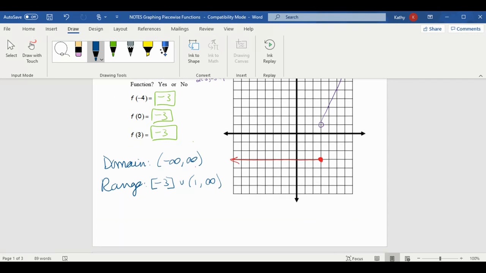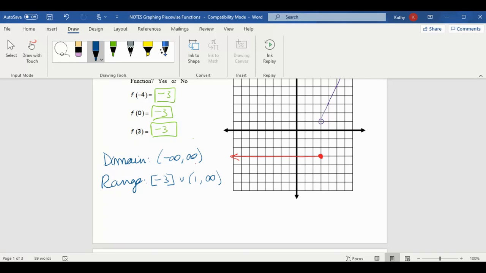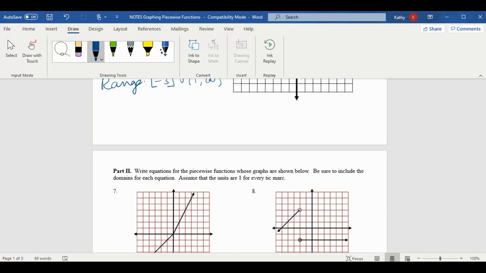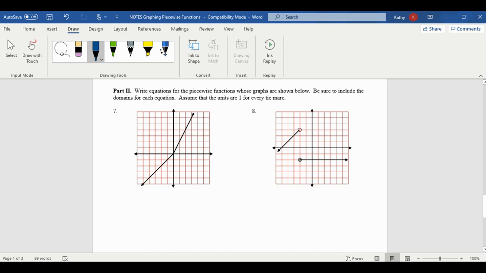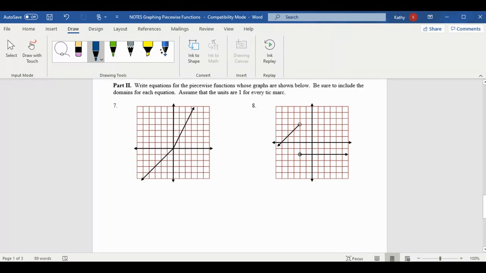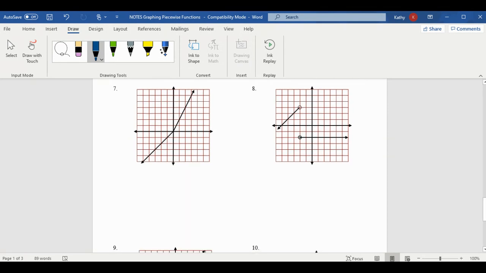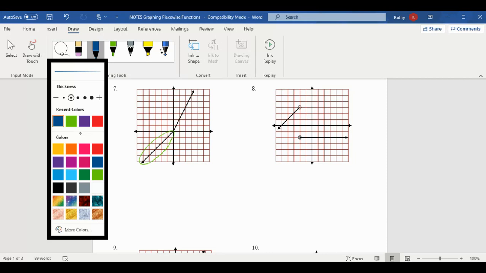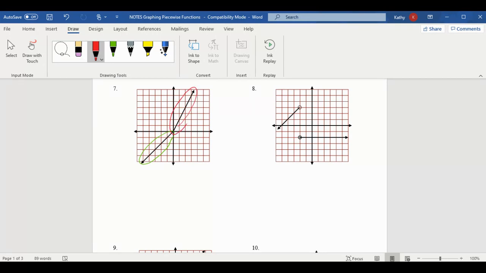Okay, part 2 of our piecewise functions, we just talked about graphing them. Now, what if we have a graph? Can you come up with the equations for the pieces? The first thing when you see a piecewise function is you have to figure out how many pieces you are actually talking about. In this first one, there are 2 pieces. There's one on the left here, and then there's another one on the right here. They do not have the same slope, so they are equations of 2 separate lines.